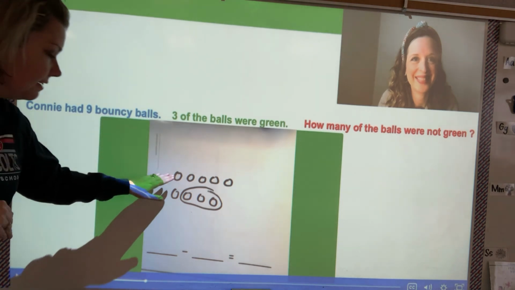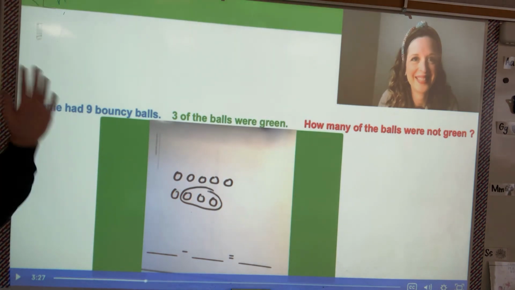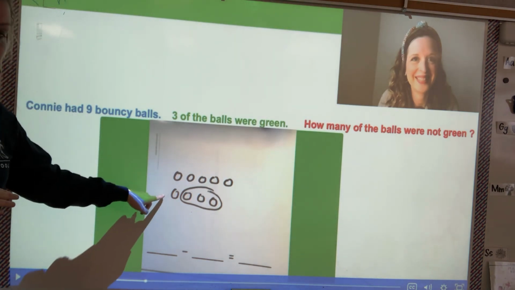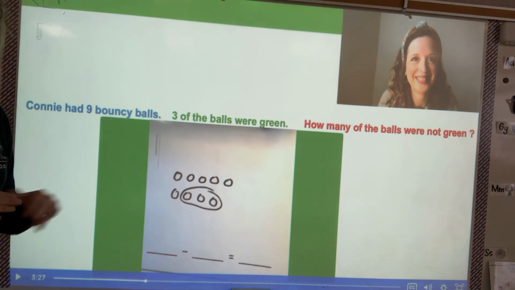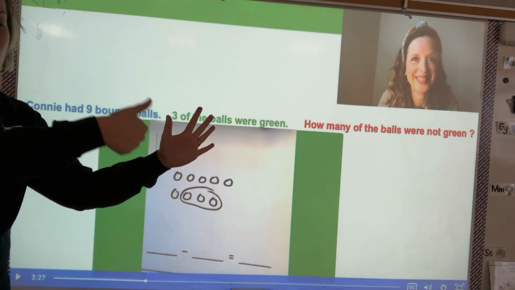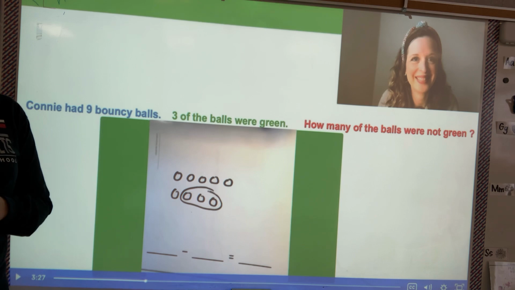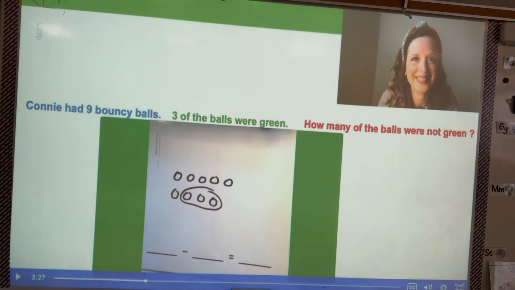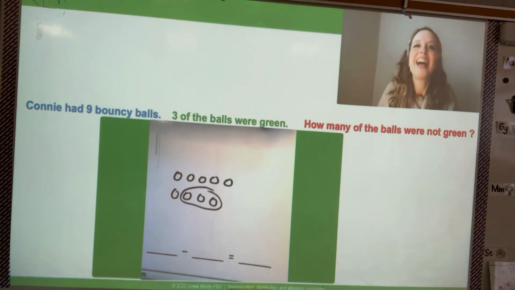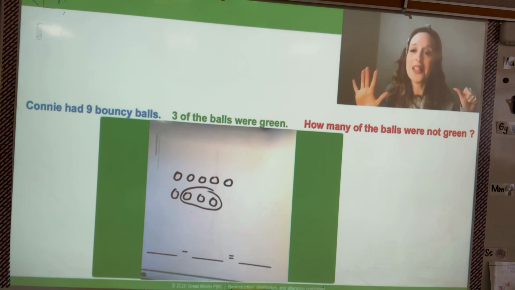I can see if the top row is filled in, that's 5. And then the bottom row has 1. 5 and 1 make 6. That's right, friends. 6 of the balls were not green.